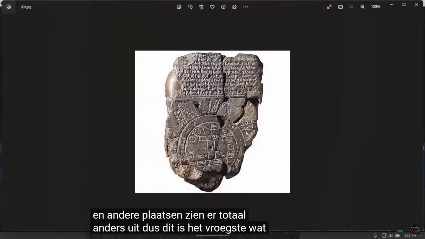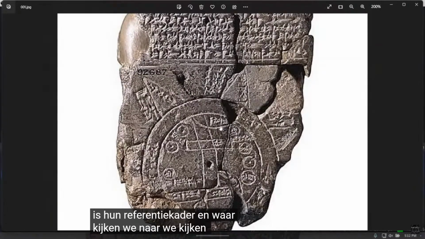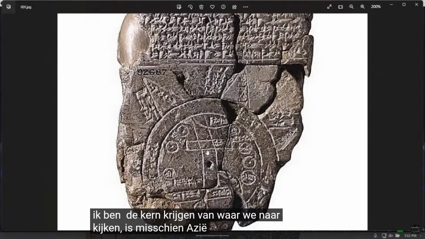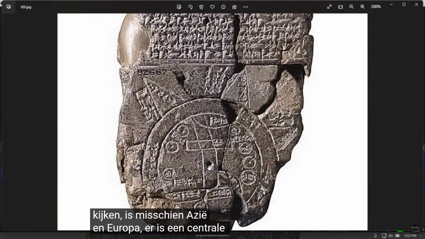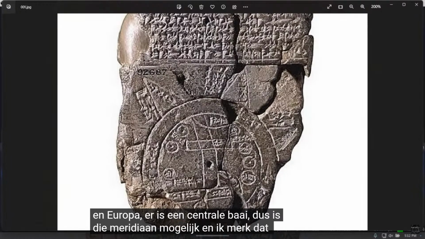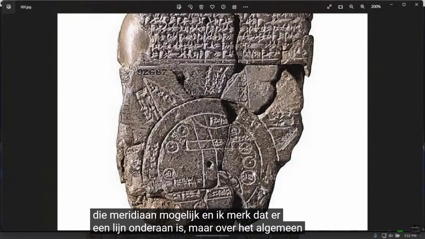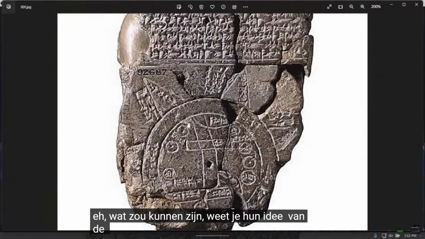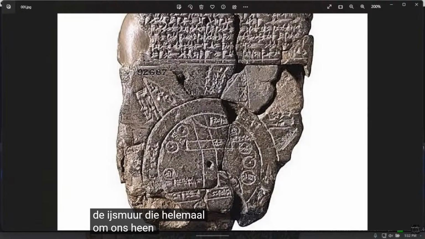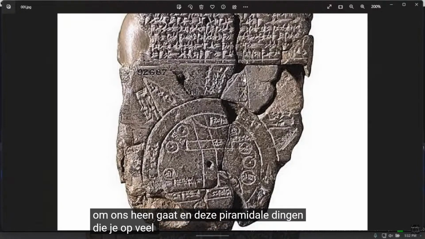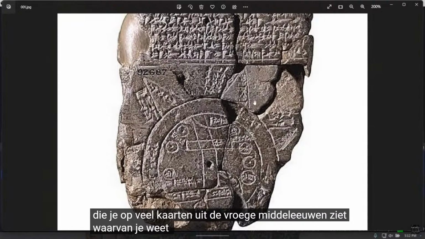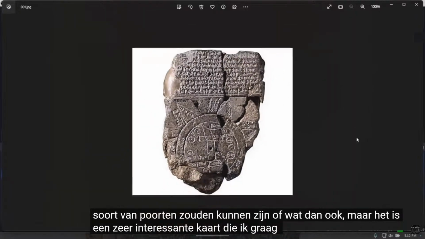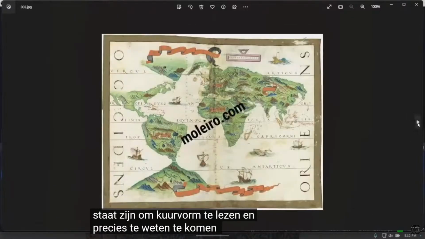So this is the earliest. What is their frame of reference, and what are we looking at? Well, we're looking at a T. So I'm getting the gist that what we're looking at here is possibly maybe Asia and Europe. There's a center bit, so is that a meridian possibly? And I noticed there's a line at the bottom, but overall it's in a circular ring, which could be their idea of the ice wall that goes all the way around us. And these pyramidical things which you see on a lot of early Middle Ages maps could be sort of gates or what have you. But it's a very interesting map. I'd love to be able to read cuneiform and find out exactly what it says, but there you go.